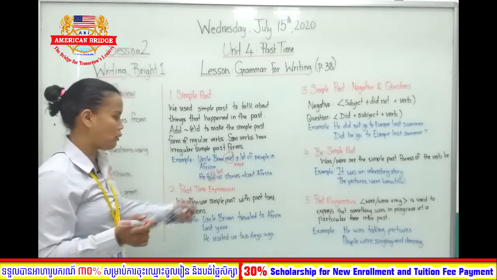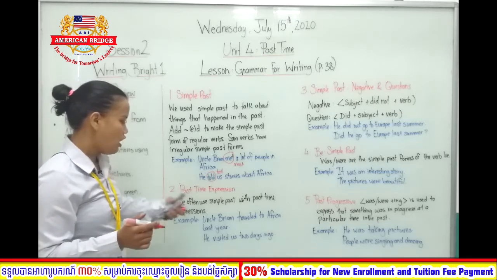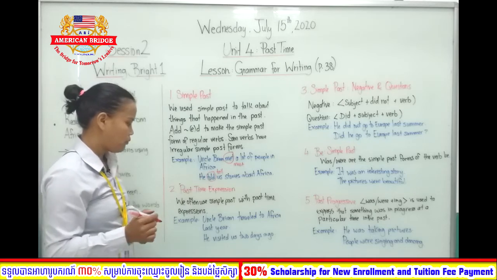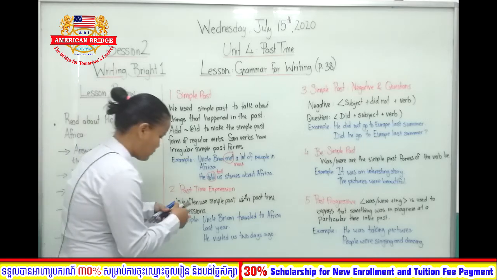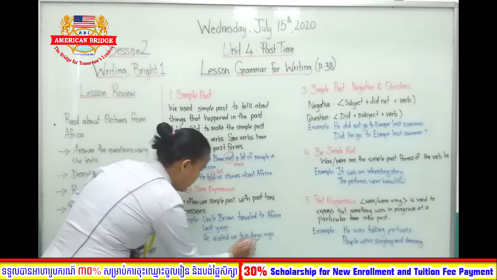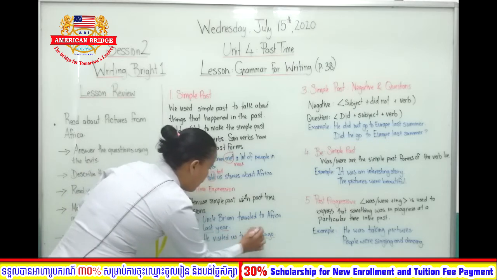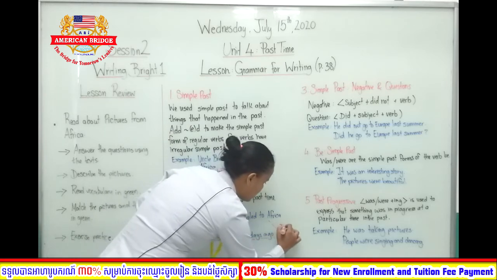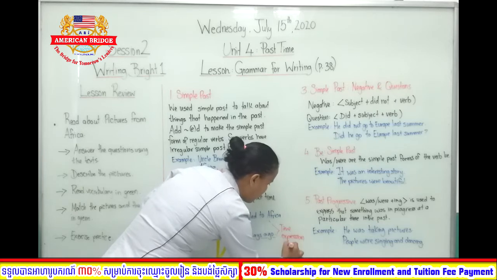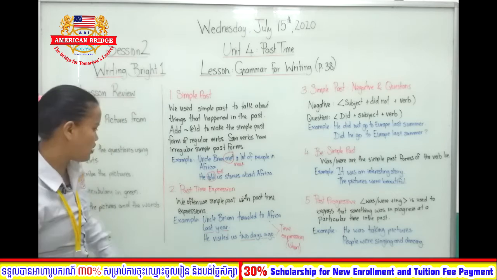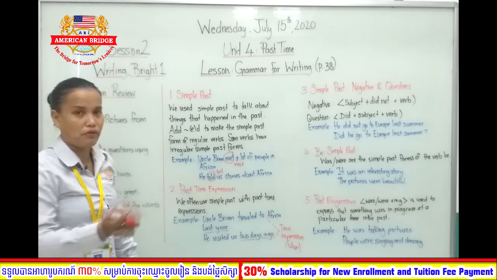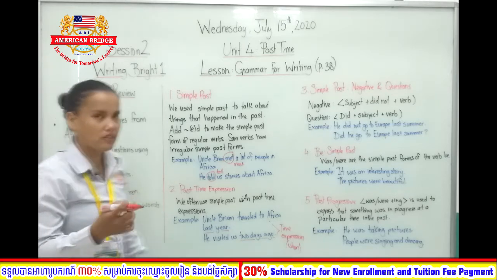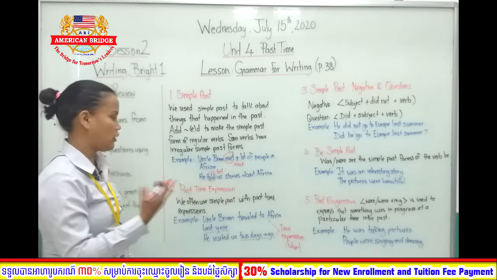We often use simple past with past time expressions. For example, Uncle Brian traveled to Africa last year. Or he visited us 2 days ago. So the words last year and 2 days ago are the time expressions, right? Telling us when, okay? Okay, so we often use simple past with past time expressions as well. So my friends visited me 3 days ago or last week, telling about the time.